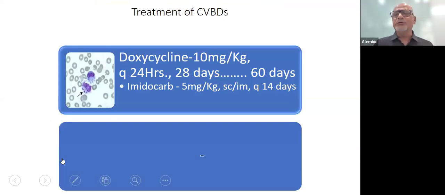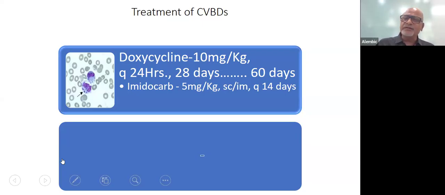Then regarding ehrlichiosis, as of today, the drug of choice is doxycycline, 10 milligram per kg body weight. ProCap says give it for 1 month, that is 4 weeks. But most of the books and references say that the treatment has to go up to 60 days, so pretty prolonged treatment is required. Imidocarb can also be used, but I think doxycycline is much better than imidocarb, which is also associated with some side effects.